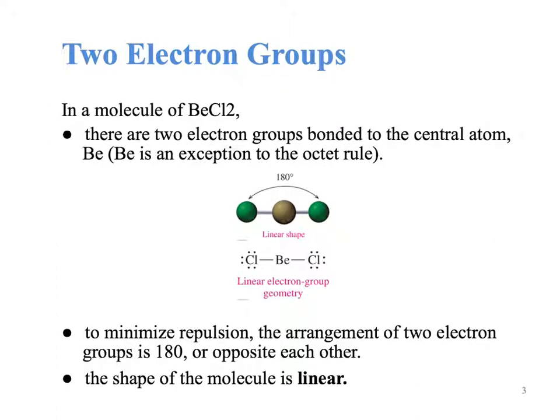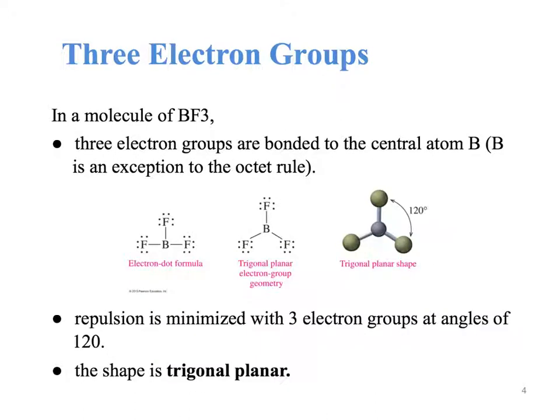For example, this molecule over here has two groups around the central atom. The shape of this molecule will be linear. This one over here has three groups, 1, 2, and 3. The shape of the molecule is trigonal planar.